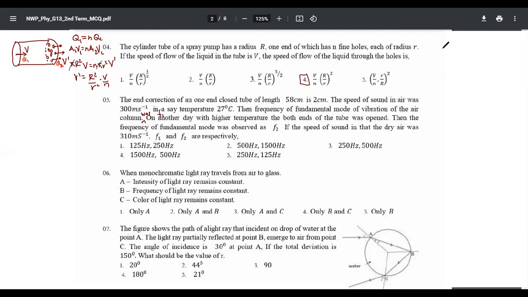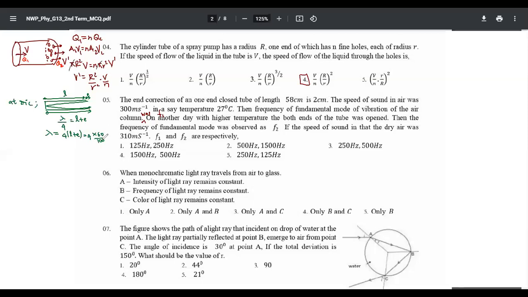Two situations, we have to analyze them quickly, separately actually. First situation, at 27 degrees Celsius, you have a tube, one end closed, and you get the fundamental mode. This is the fundamental mode, and the length is 58 centimeter, and the end correction is also given, L and E. So we know the whole length is lambda by 4, and lambda by 4 is equal to L plus E. And lambda is equal to 4 into L plus E, where L plus E is 58 plus 2. So that is 4 into 60 over 100.